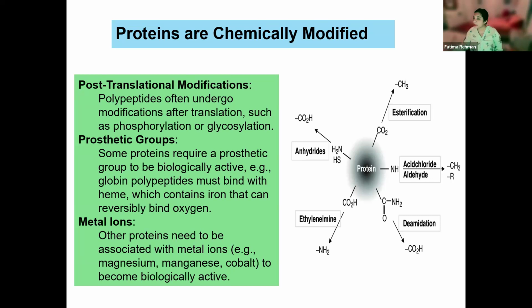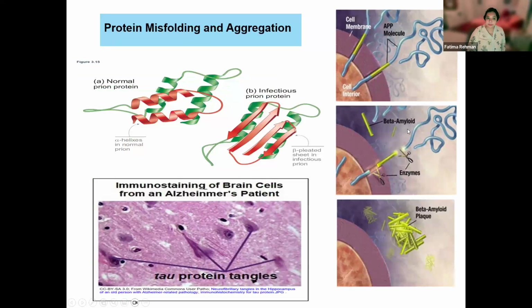And these could be, again, magnesium, manganese, cobalt, another one, and that allows them to become biologically active. Otherwise, they remain inert. So any type of these post-translational modifications, any prosthetic group that's added, or metal ions would be considered these chemical modifications.